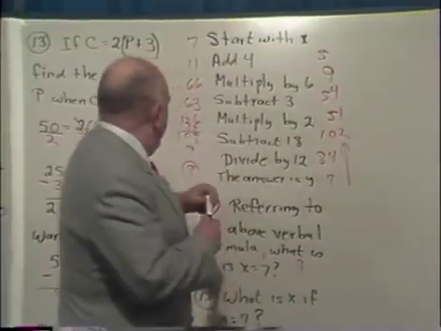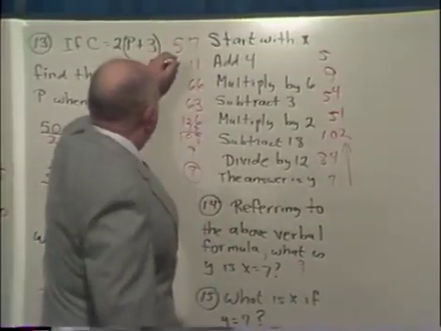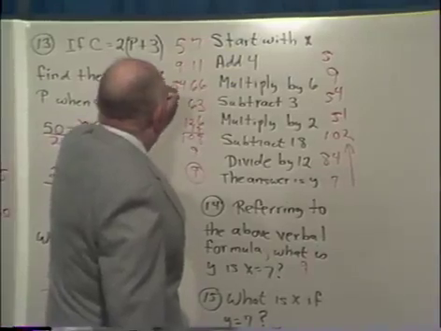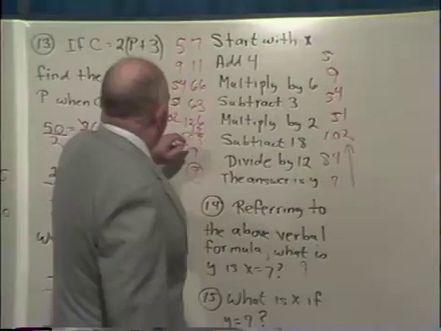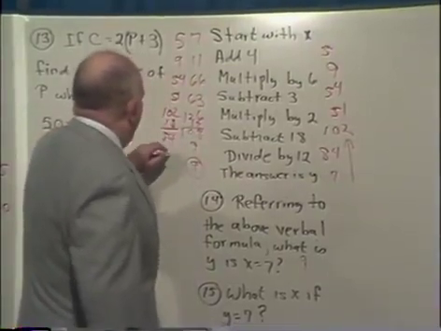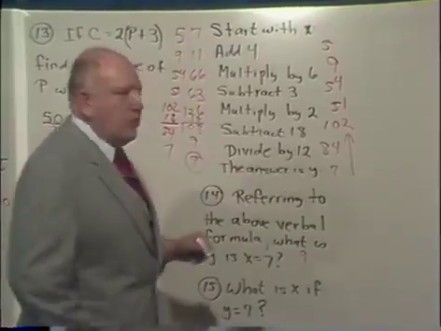Let's check it. If I started with 5, what would happen here? 5 plus 4 is 9. 9 times 6 is 54. 54 take away 3 is 51. 51 times 2 is 102. Subtract 18 gives me 84. Divide by 12 gives me 7. I'm back to what I'm supposed to have.